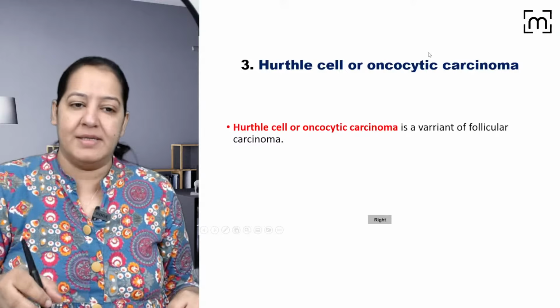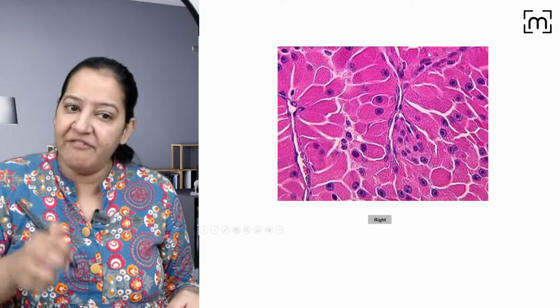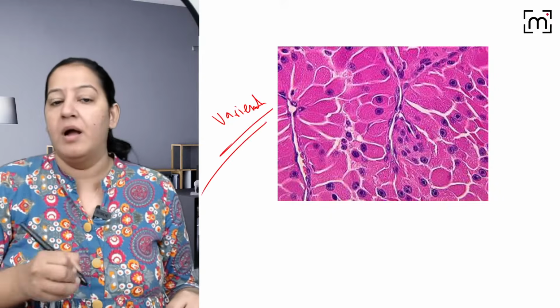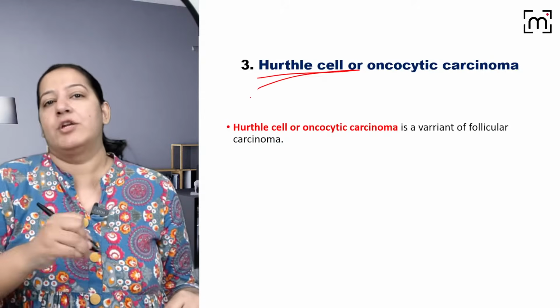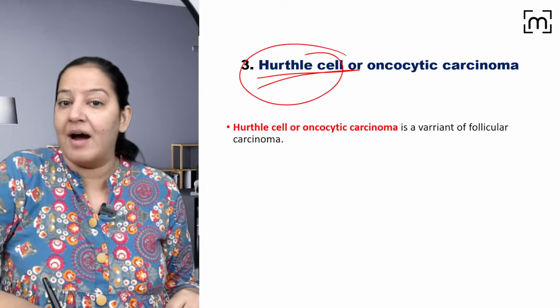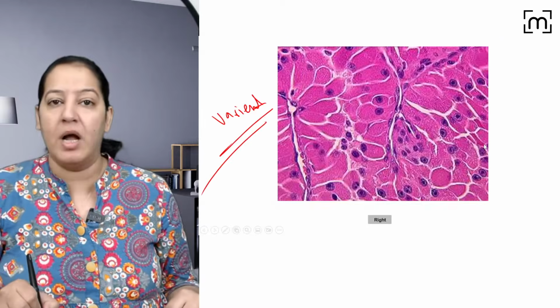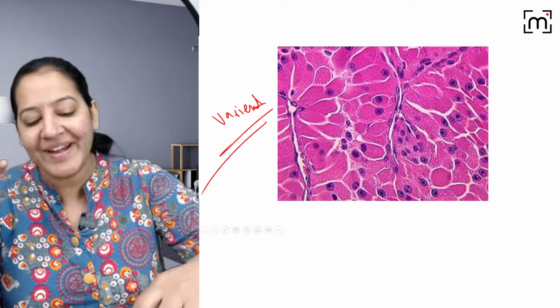The next point is sometimes it is having a variant, a variant of follicular carcinoma. It is known as Hurdle cell carcinoma. So basically Hurdle cell carcinoma or oncocytic carcinoma is a variant of follicular carcinoma. You will say, ma'am, what is the difference between the two? Why is it a variant?